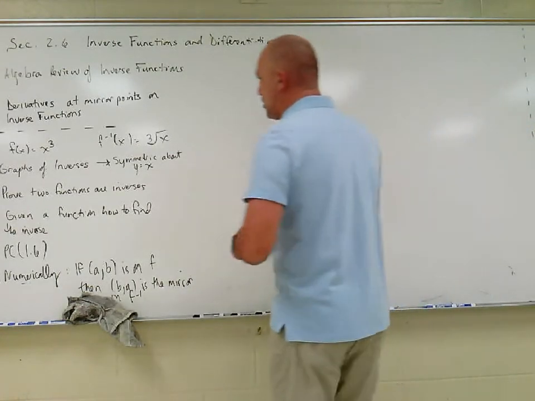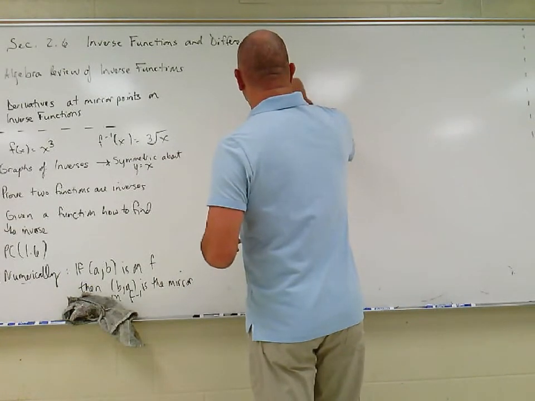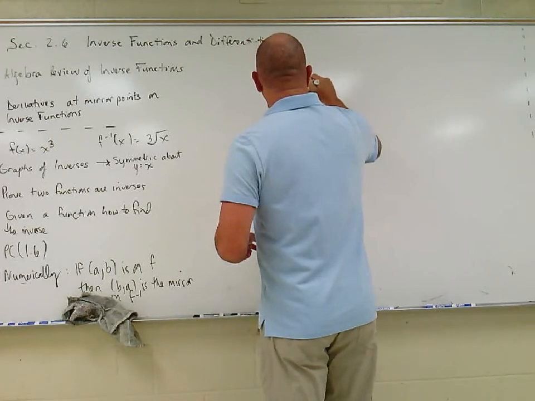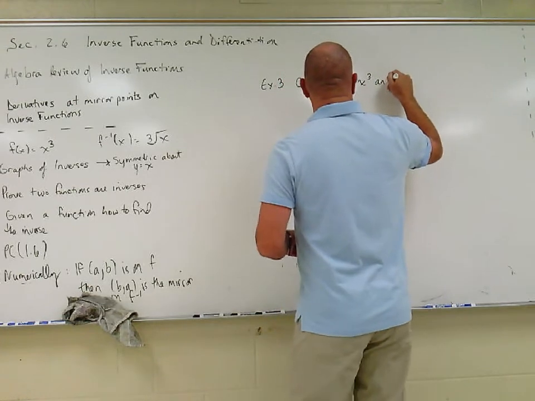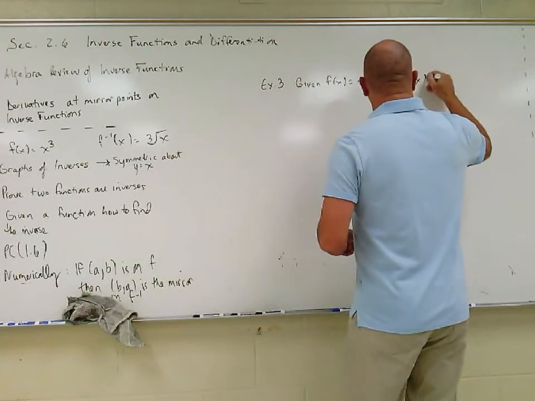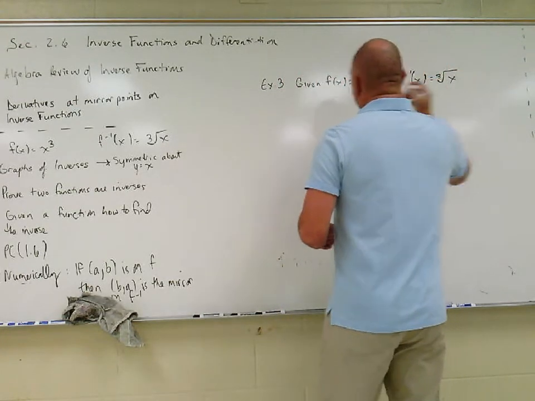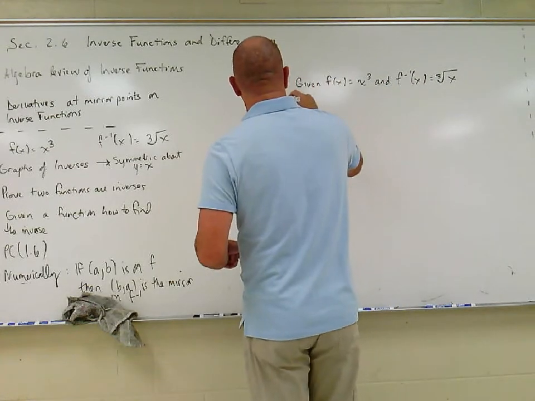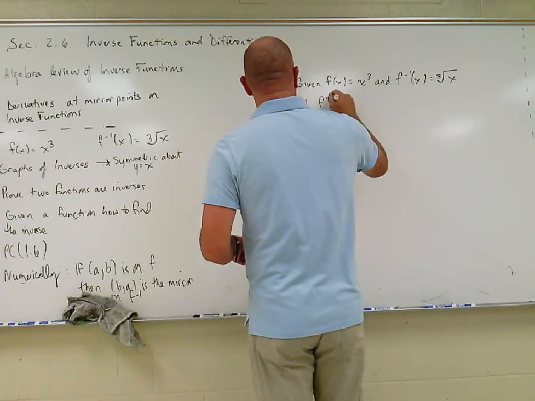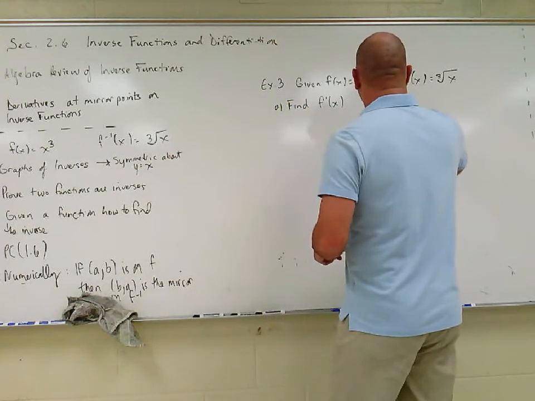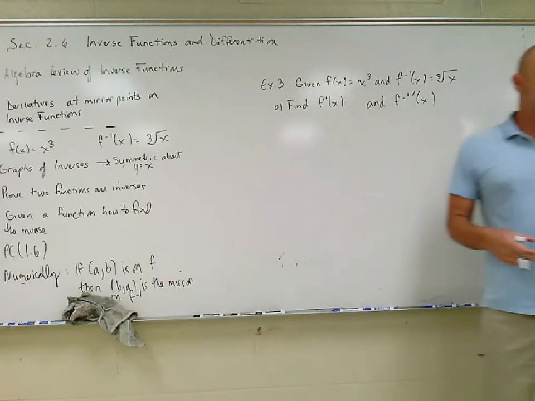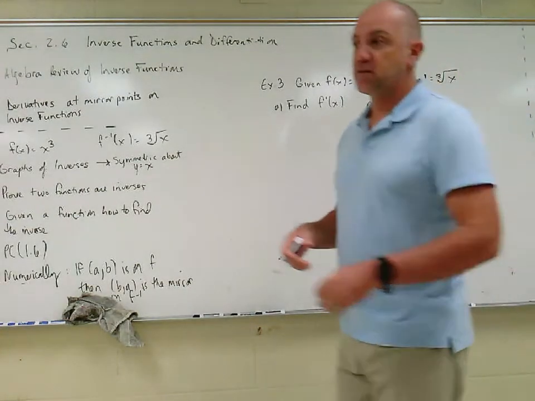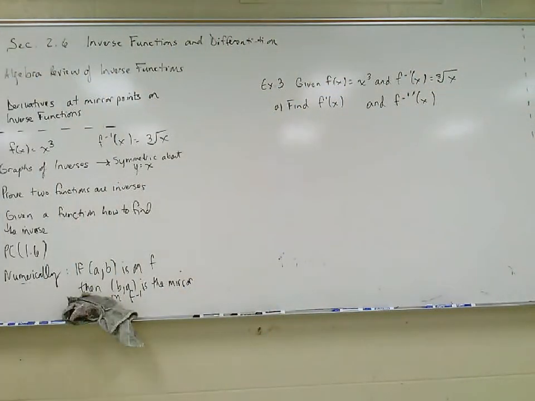So here's what I want you to do now. This is example 3. Given f of x is x cubed and f inverse of x is cube root of x, part A, find f prime of x and f inverse prime of x. Now you shouldn't get numerical answers, you should get functions because those derivatives are not constant. So find the derivative of each function and then we'll go from there.